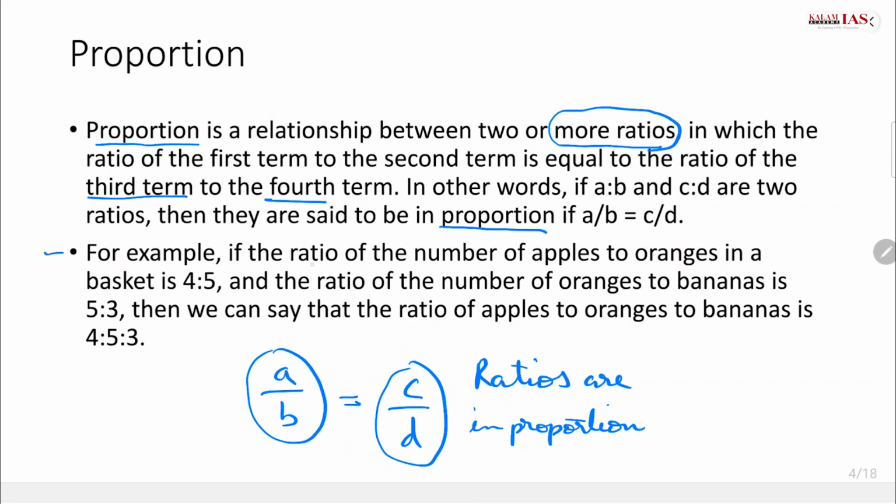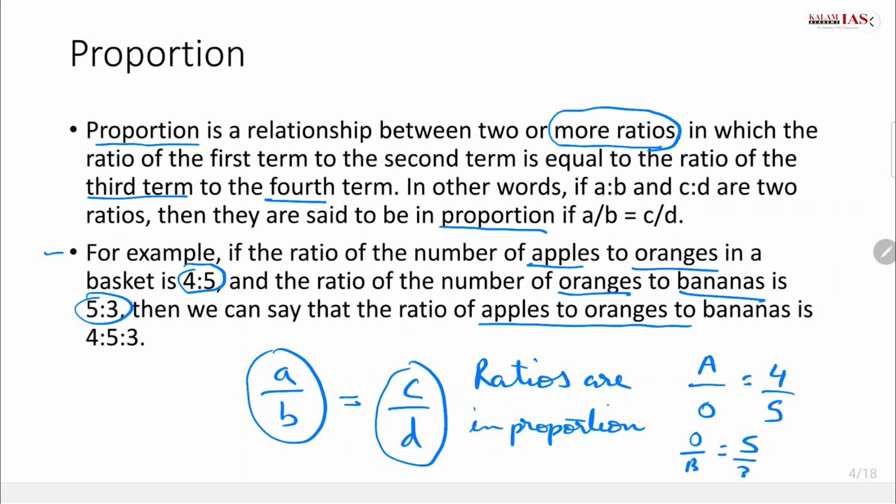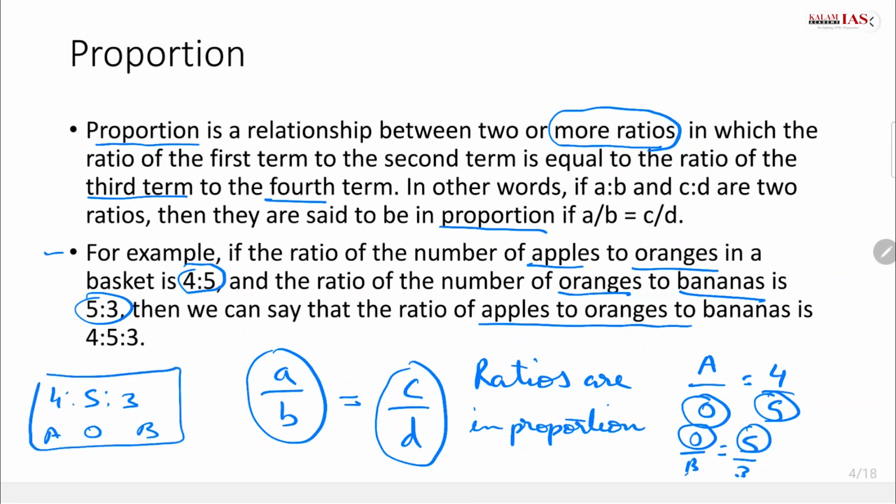Let's see an example. If the ratio of the number of apples to oranges in a basket is 4:5, apples divided by oranges is equal to 4:5, and the ratio of the number of oranges to bananas is 5:3, oranges divided by bananas is equal to 5:3, then we can say the ratio of apples to oranges to bananas is 4:5:3. This is apples, this is oranges, and this is bananas, because oranges is the common term in both these ratios. As you can see, it is 5 and 5, so we can simply equate them, and this is the concept of proportion.